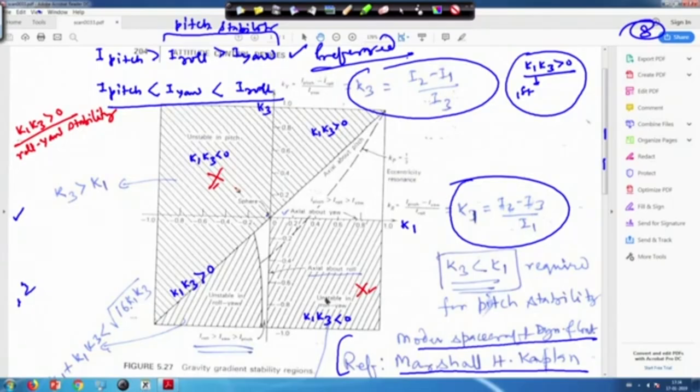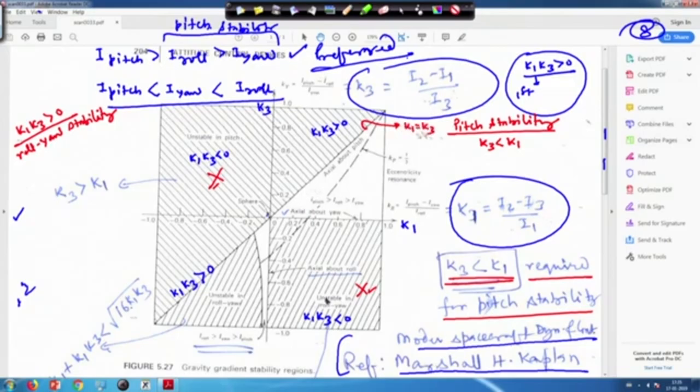Thereafter, for pitch stability, we have observed that K3 should be less than K1, as it is written here. This is required for pitch stability, K3 should be less than K1. So, where is K3 less than K1? If you look at this line, this is K1 equal to K3, just at 45 degrees, 1, 1 here. So, on this line K1 equals K3. So, below this region you will have pitch stability, and this is written here, the unstable in pitch.